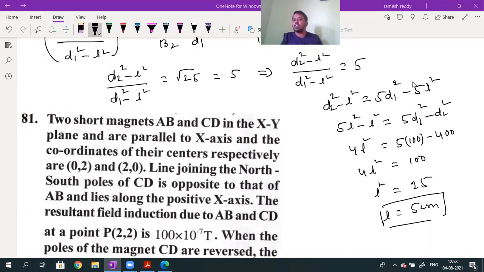Then cross multiplying, D2 square minus L square will be equal to 5 into D1 square minus 5 into L square. So what will I get? Sending that 5L square this side. The problem I selected is somewhat lengthy, so don't bother about the time. So D2 square minus 5L square minus L square will be equal to 5 into (D1 square minus D2 square). 4L square is equal to 5 into (D1 square, 10 square, 100, minus D2 square, 20 whole square, 400). Then I got 4L square value 100, L square value 25, L value will be equal to 5 centimeters. Is this question okay now, Nara?